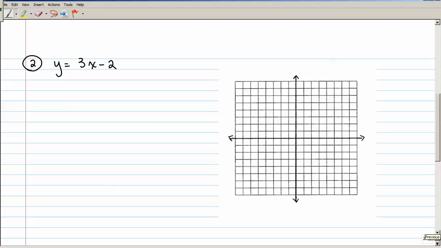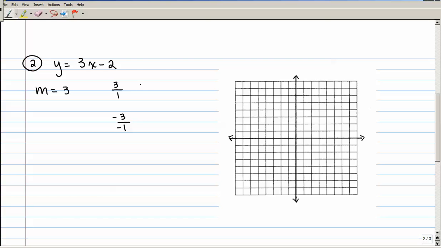Here we have the line y equals 3x minus 2. My slope is 3, which I can write as 3 over 1, or negative 3 over negative 1. Recall that a negative divided by a negative is a positive, so these two fractions are actually equivalent.